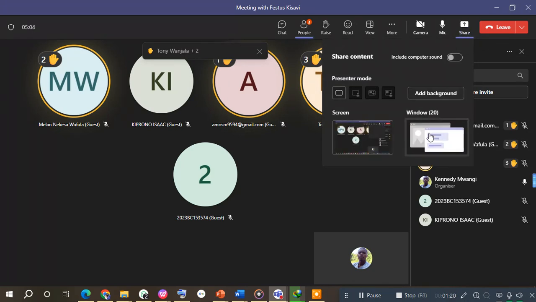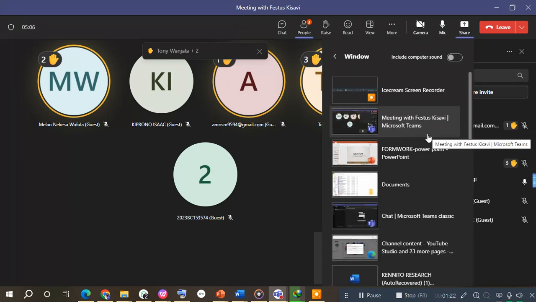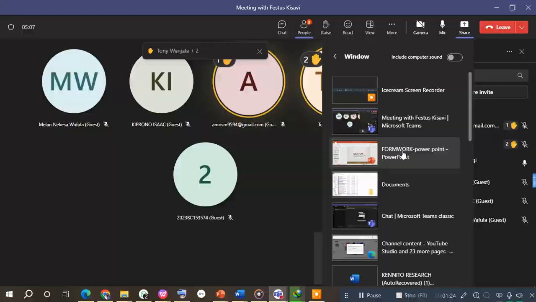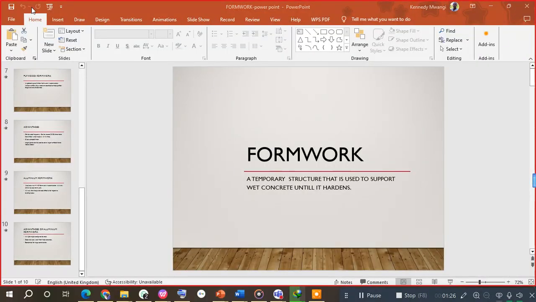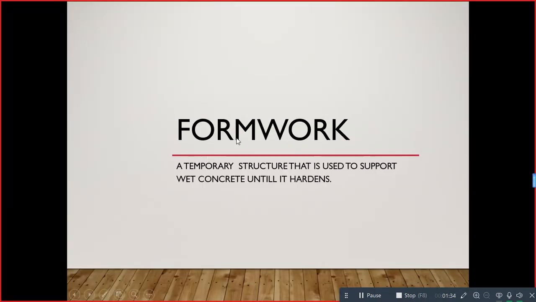Our lesson today, as I've said before, we are dealing with formwork. I've shared the screen with you so that you may follow. What is a formwork? Kindly, someone read for us. What is a formwork? Kiprono?